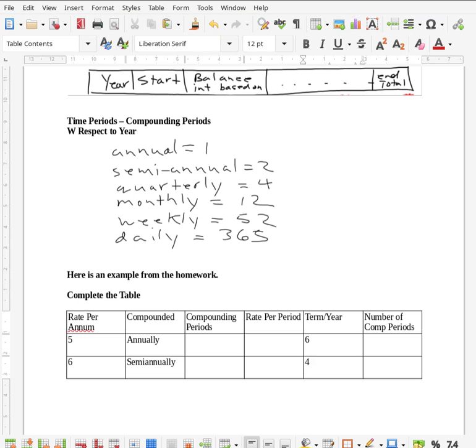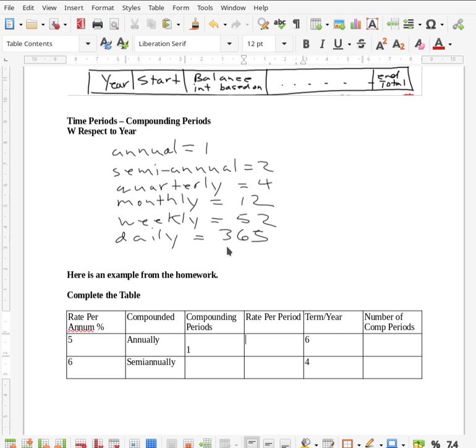So here's an example from your homework that we want to use to start the work that we're going to do for our calculations for compound interest. We need to complete the table. When you hear the concept of the rate per annum, this means the percentage that we have for our compounding amounts for the year. Now, when you hear that it's compounding annually, the number of compounding periods for 1 year is 1.